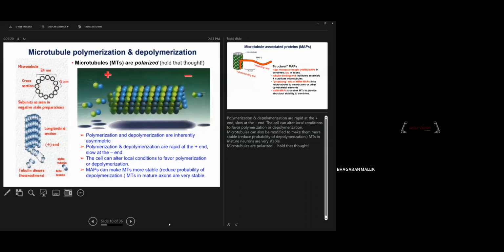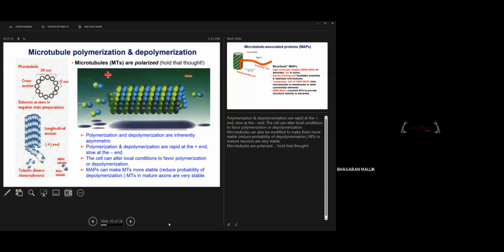Okay, so polymerization and depolymerization are inherently asymmetric. Polymerization mostly happens at the plus end, and depolymerization happens at the minus end. Depending upon the condition, the cell can polymerize and depolymerize the microtubules. It depends on the cell whether it wants to polymerize or depolymerize. And mostly these microtubules that you are seeing here consist of beta and alpha tubulin.